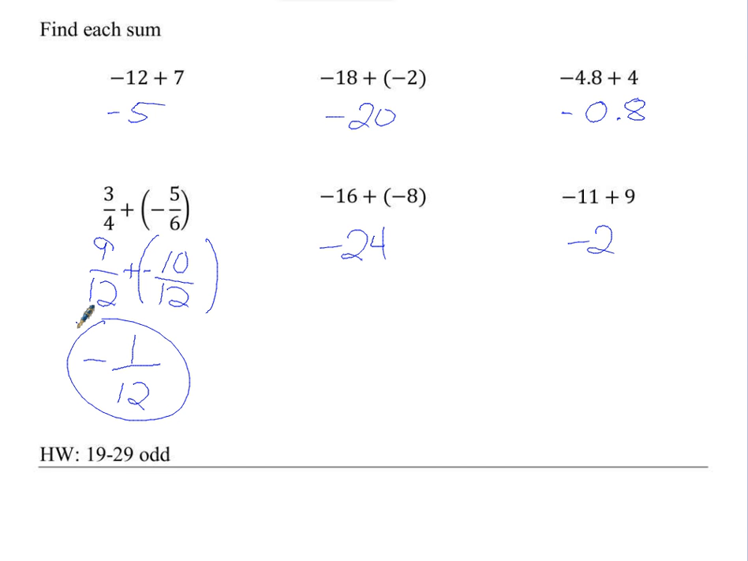At this point, you can do only 19 through 29 odd on the homework. So go ahead and take 5 minutes or so and try to get some of those problems done.